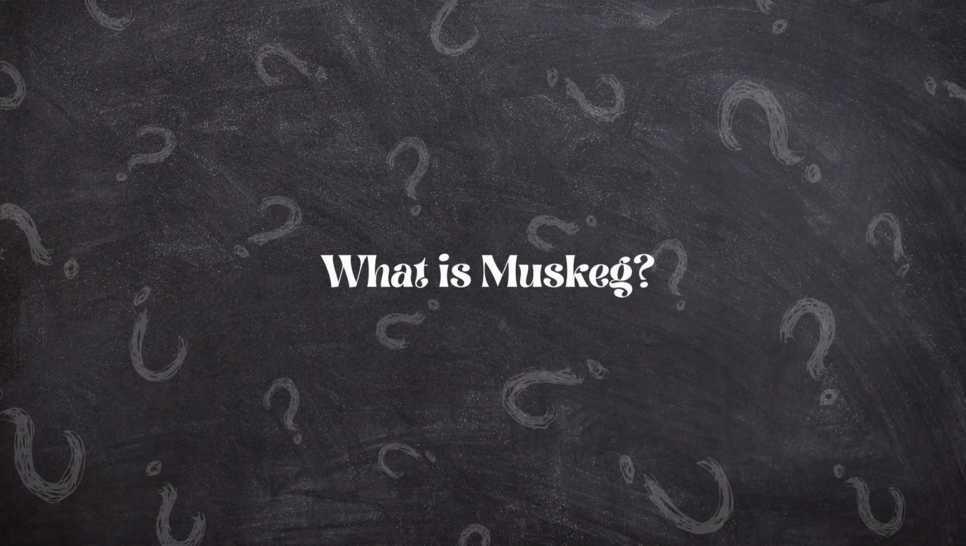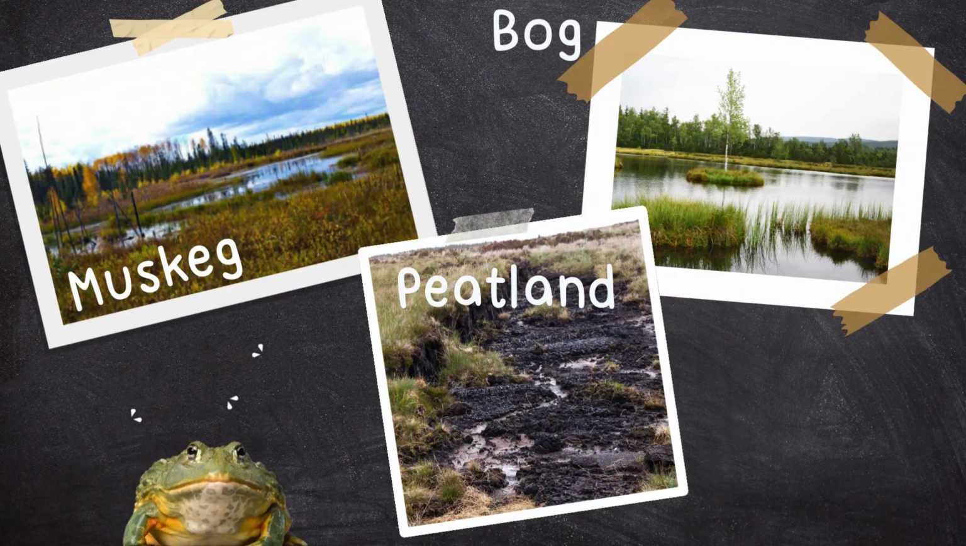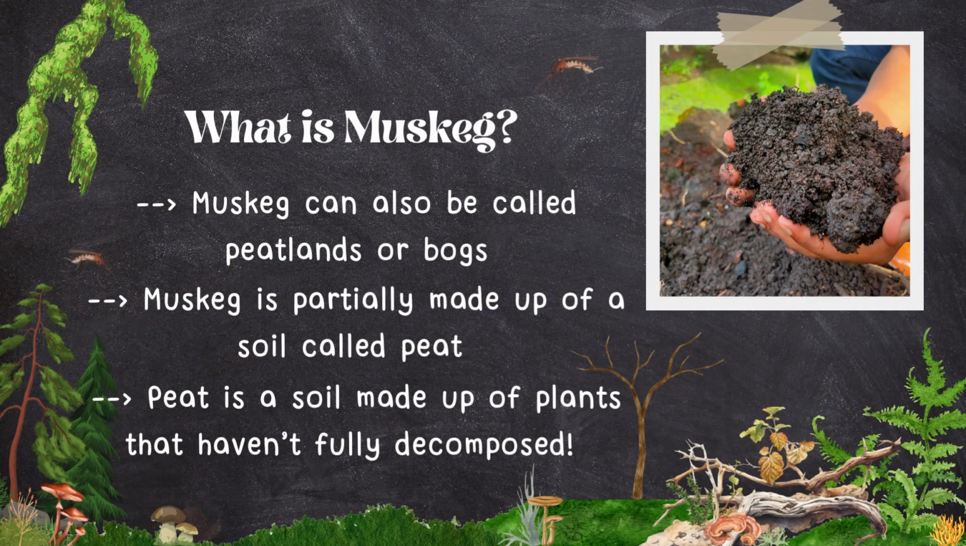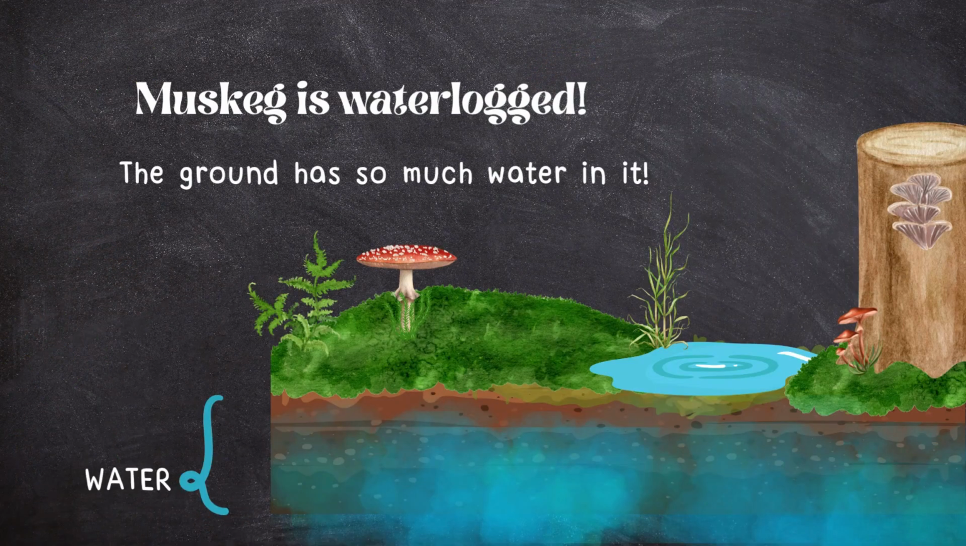We've talked a lot today about muskeg, but what is muskeg? Muskeg is the Canadian way of saying a bog or peatland. Peatlands are areas of land made up of peat, with peat being a type of soil made up of dead plants that haven't completely broken down yet. These areas are waterlogged, meaning they're full of water.